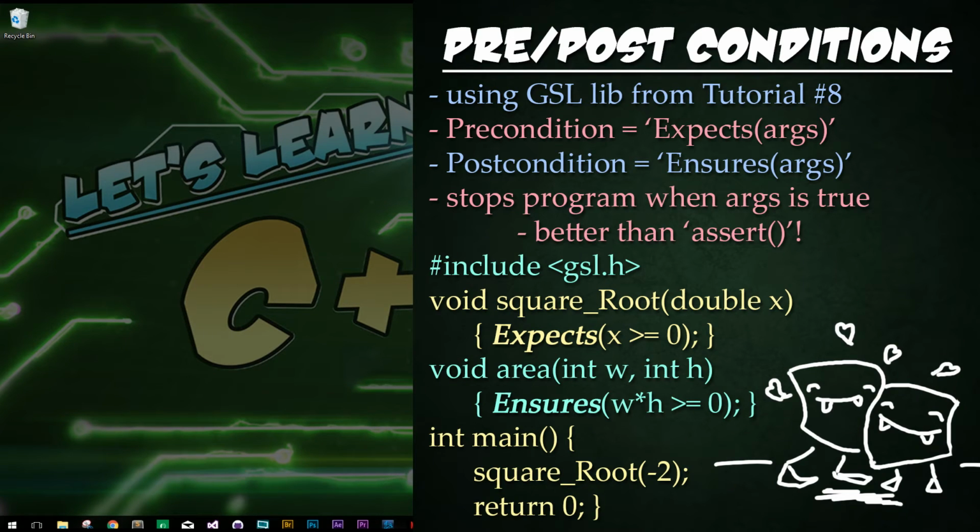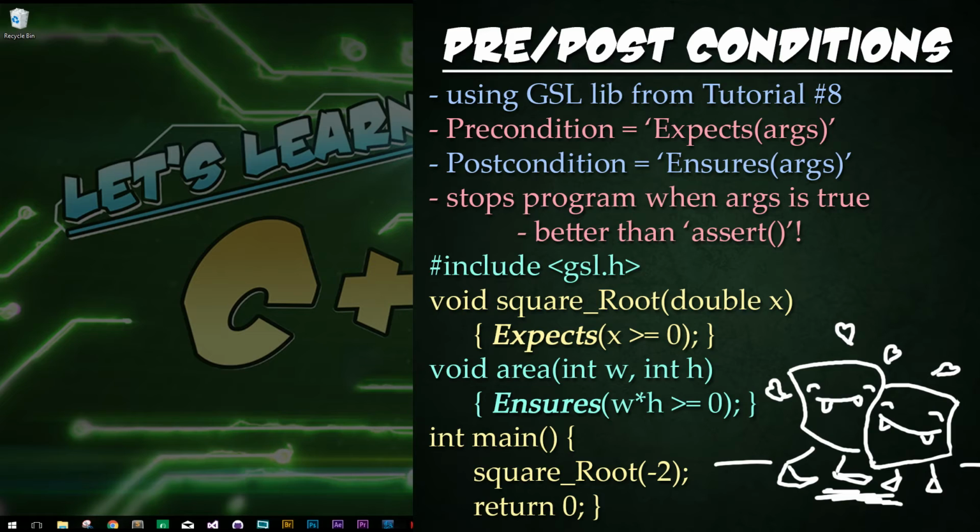This next section builds on the GSL library we installed in tutorial number 8 under additional library installation. We're going to be focusing on the function calls of Expects and Ensures. If you're developing your own functions, you may want to make sure that other programmers are passing in valid arguments. 2 functions included in GSL do just that. Expects tests for preconditions and Ensures tests for postconditions.